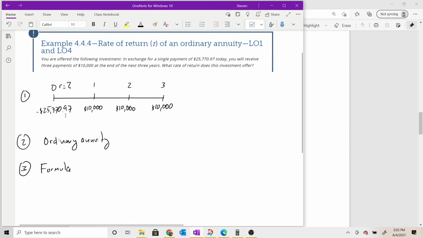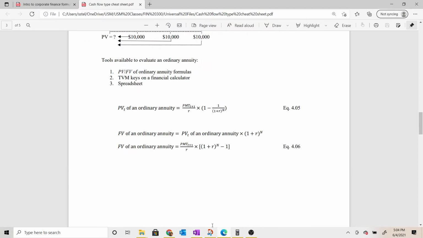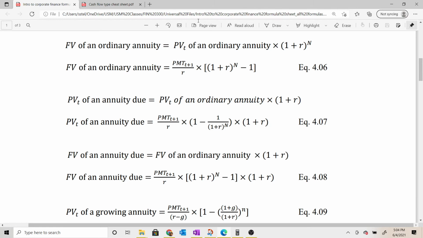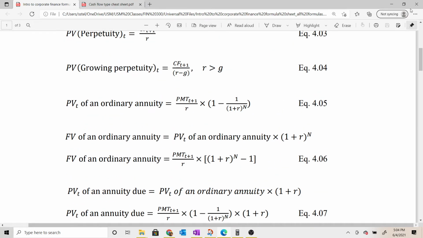Since I have the present value, I'm going to use the present value of an ordinary annuity formula, where the present value of an ordinary annuity, in this case at time period 0, is equal to the payment at the end of year 1 divided by the interest rate times the quantity 1 minus 1 over 1 plus r raised to the n, right? And this is just equation 4.05 that you can get either from the cheat sheet or on the formula sheet for the text, equation 4.05.